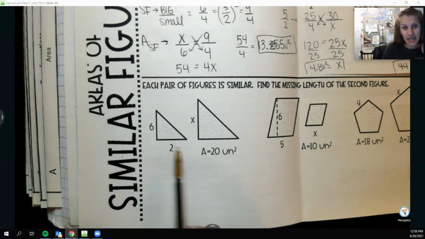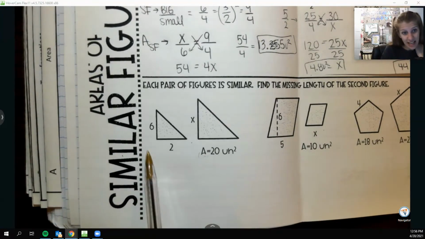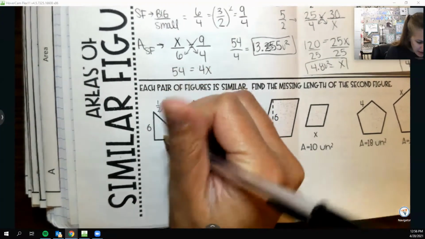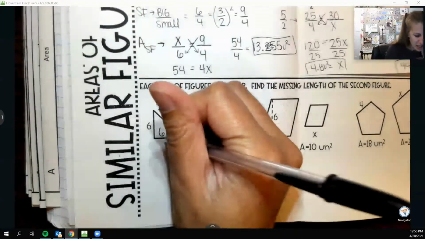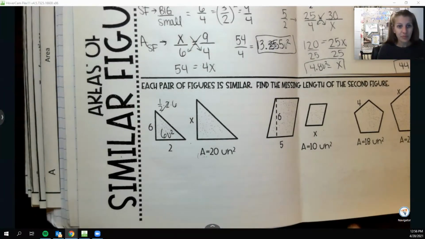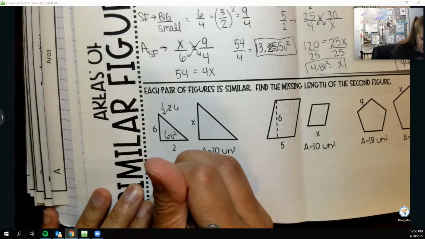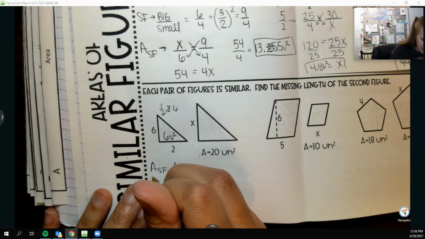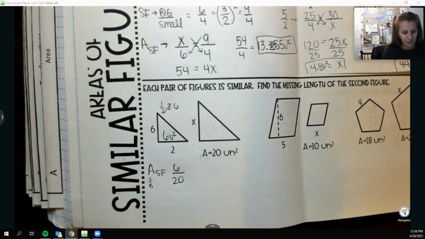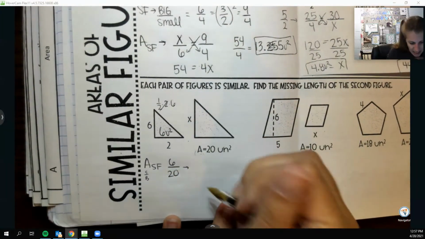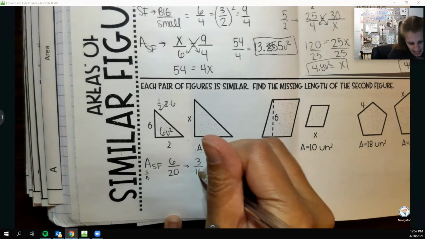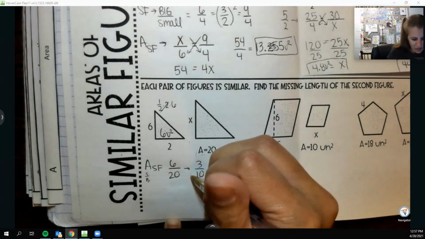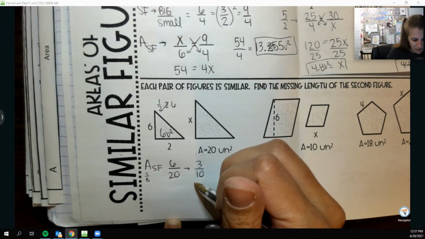Alrighty, so looking at this one here, again, I know the area, and I can find the area of this one by doing half base times height. So the area of this one is 6 units squared. So I can write the area scale factor by doing 6 over 20. So here I went small over big, just so we remember, which I can reduce to 3 over 10. Oof. I don't know that I want to square root this. I really don't.